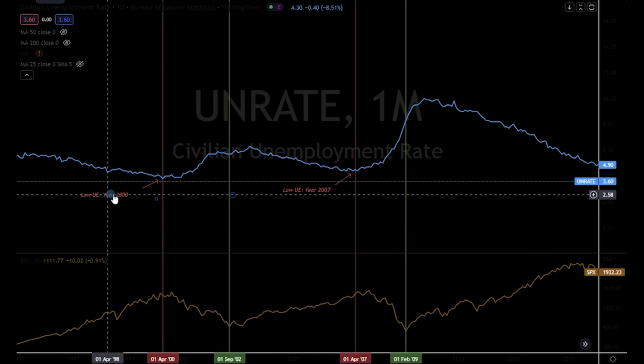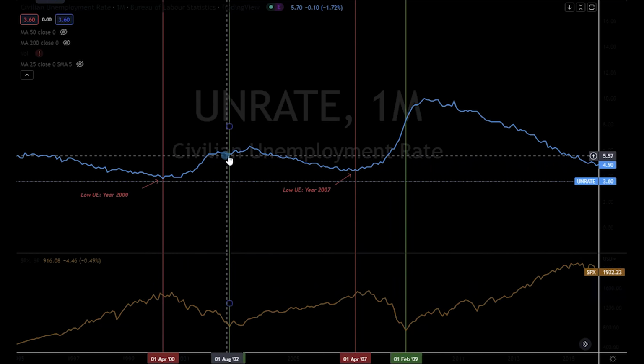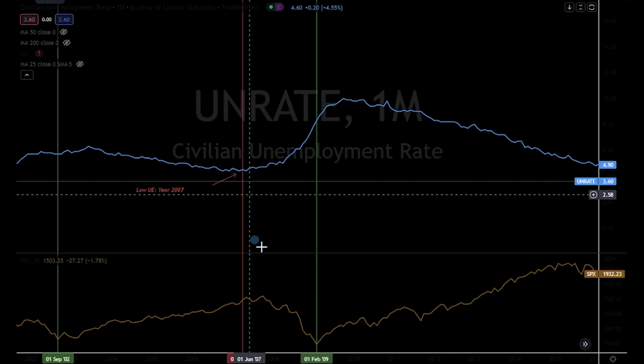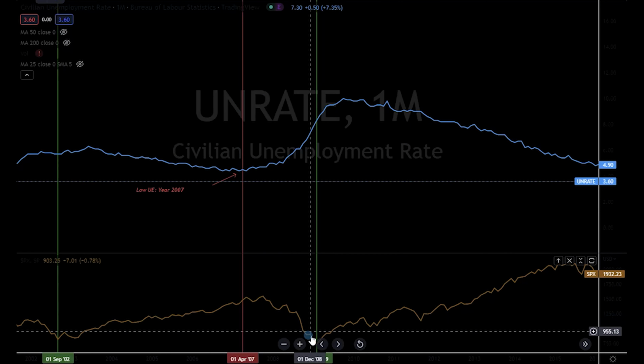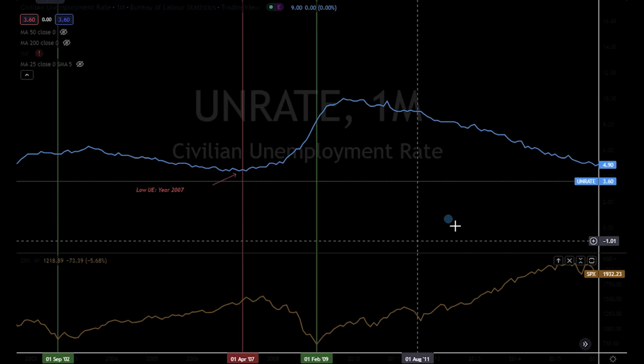So we've looked at the 2000 cycle. Low unemployment signified a top in the markets. High unemployment signified a bottom in the markets. 2007, low unemployment signified the markets rolling over. High unemployment signified a near bottom in the markets.